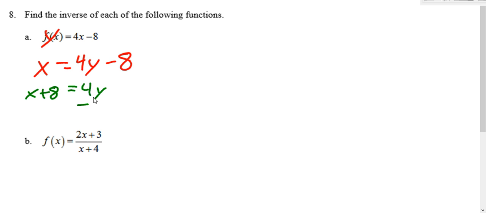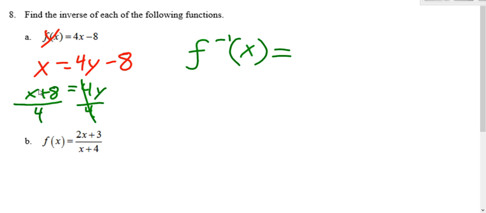And to get y by itself, you divide by 4. Now y is by itself, that is the inverse. We're going to write it as f inverse, and it's x plus 8 over 4.